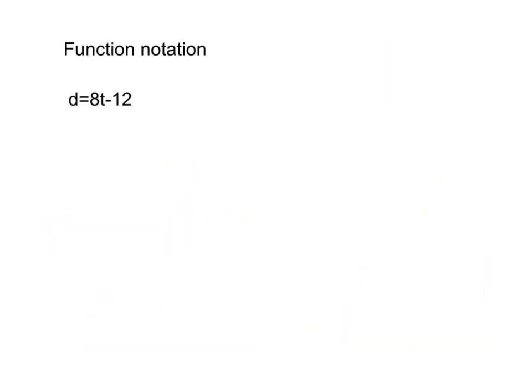All right, let's have a look at this function. D equals 8t minus 12. This could be a function about distance and time, for example, a physics question. So instead of writing f of x, we can simply use the distance function. It's a function of time, and it's equal to 8t minus 12.